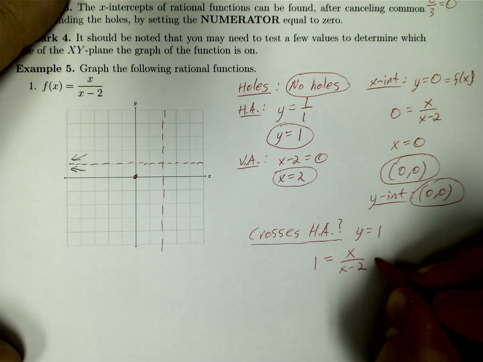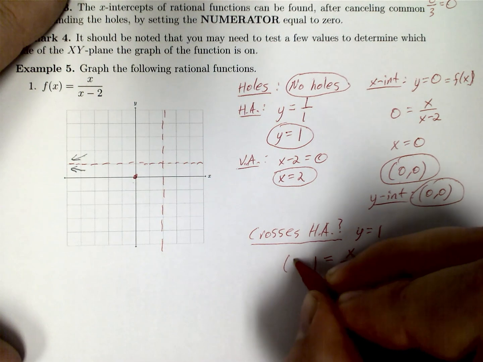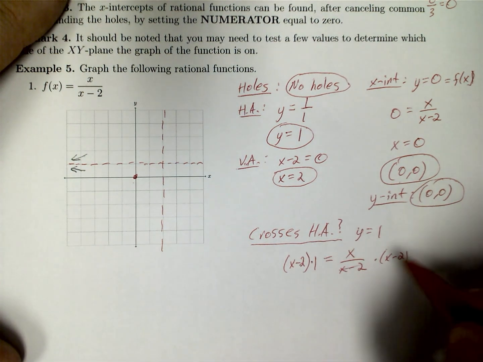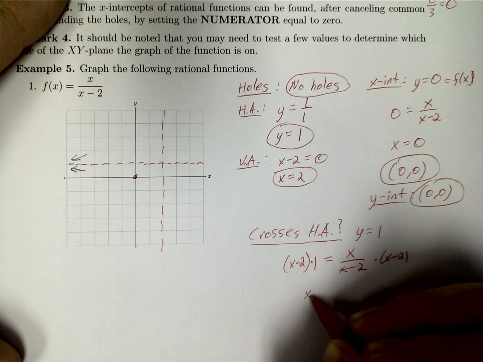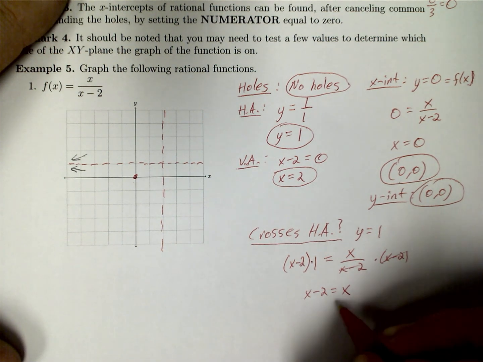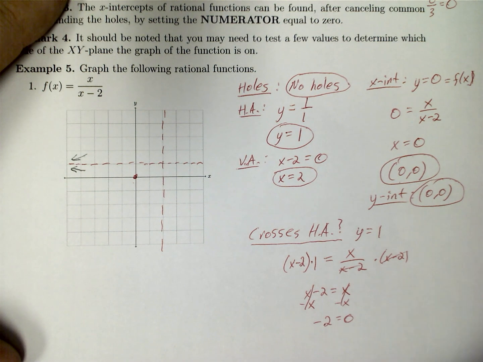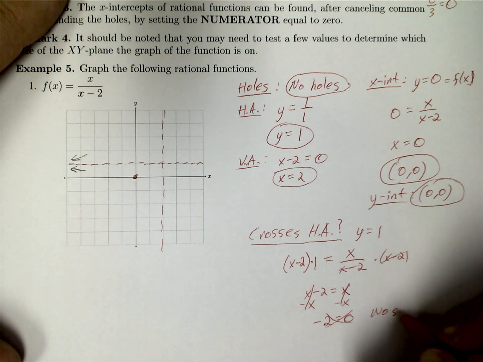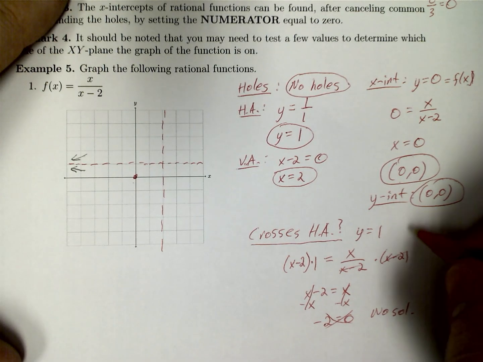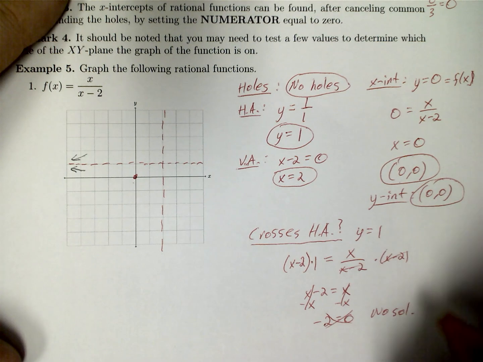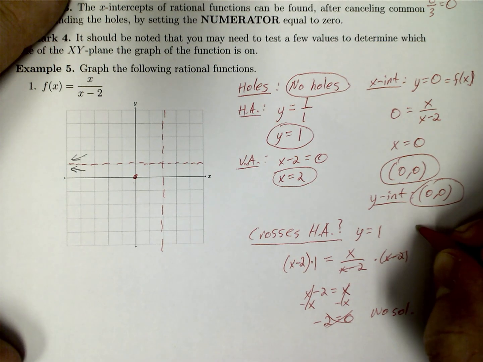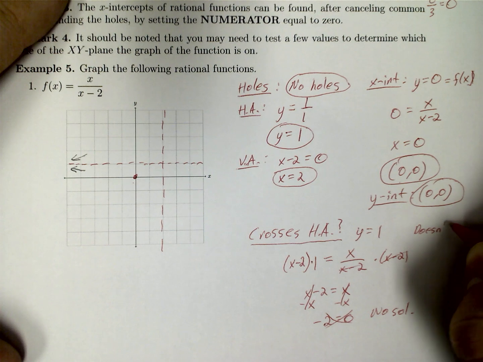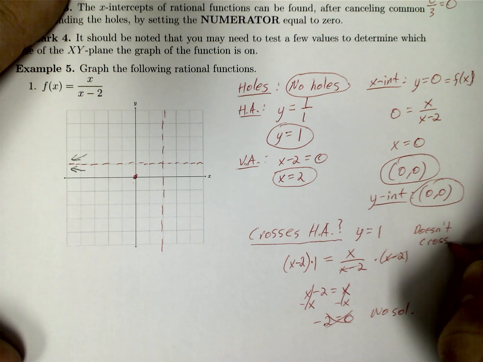Well, we can multiply both sides by the LCD, which is x minus 2. To cancel, we get x minus 2 times 1 equals x. We're trying to solve, so we subtract x from both sides. As it turns out, when you do that, negative 2 equals 0. That's nonsense. Negative 2 never equals 0, which means there are no solutions. Which means, does it cross the horizontal asymptote? There's nothing where it does, so no, it does not.